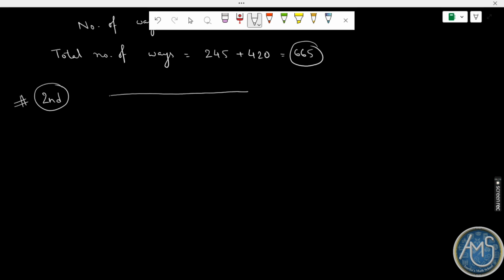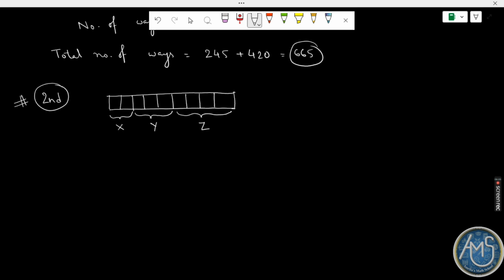So let's say I have 9 boxes, because 9 students are there. Let's say the first 2 boxes are for X, the next 3 boxes are for Y, and the remaining 4 boxes are for Z. So 2 students in X, 3 students in Y, and 4 students in Z.